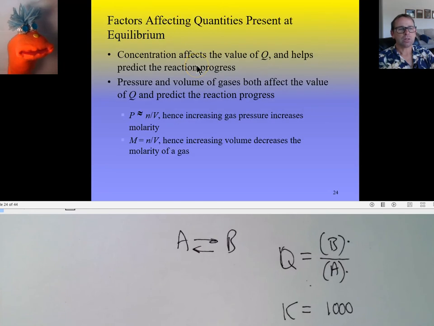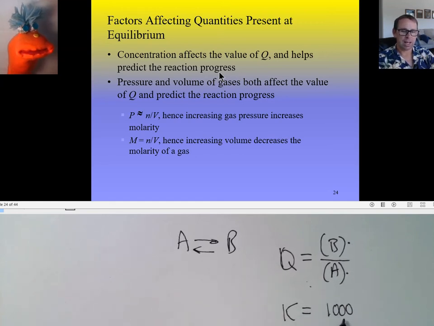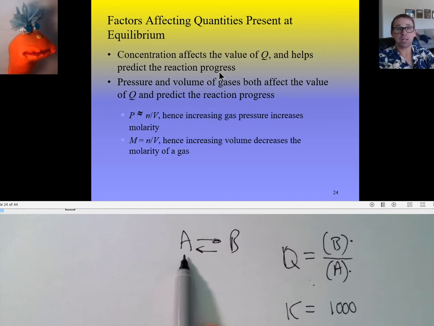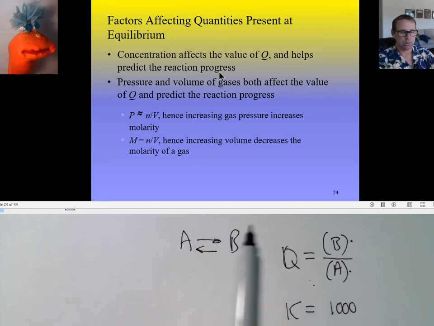All right? So concentration affects the value of Q and helps predict the reaction progress. So if we know that, for example, here's my reaction, here's my Q for my reaction, meaning that my K for my reaction, meaning that at equilibrium, we'll get a lot of B, and I start off with 1 molar of A and nothing else, then I know that this reaction is going to proceed to the right until the concentration of B is significantly more than that of A. All right.